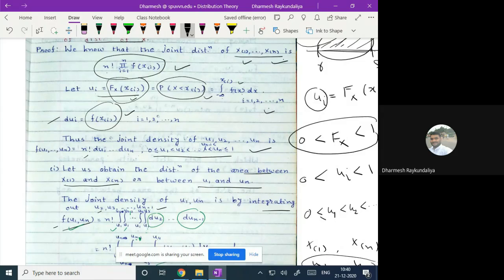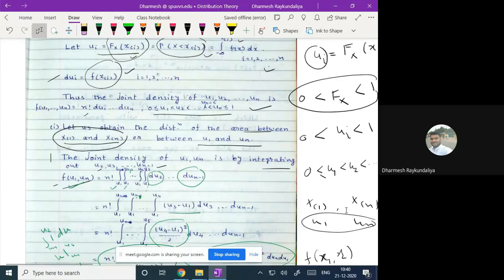Because we wish to find the area between the order statistics, let us find the area between the smallest order statistic and the largest order statistic. So x1 is the smallest and xn is the largest. Finding the area between x1 and xn is as good as finding the area between u1 and un. I told you that to find the joint density of u1 and un, we have to integrate the joint density of u1, u2, ..., un over u2 up to un minus 1.